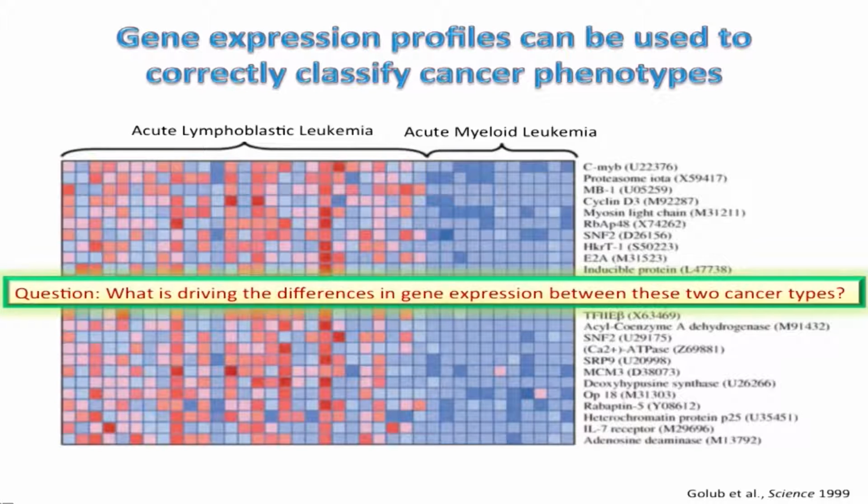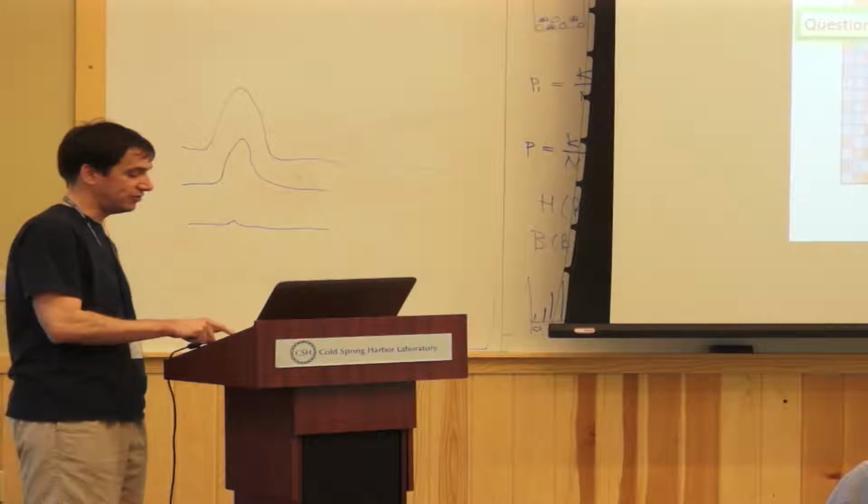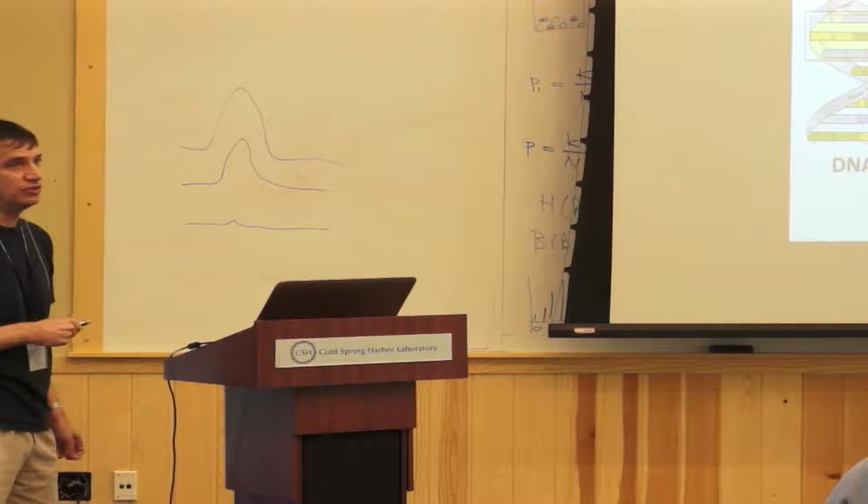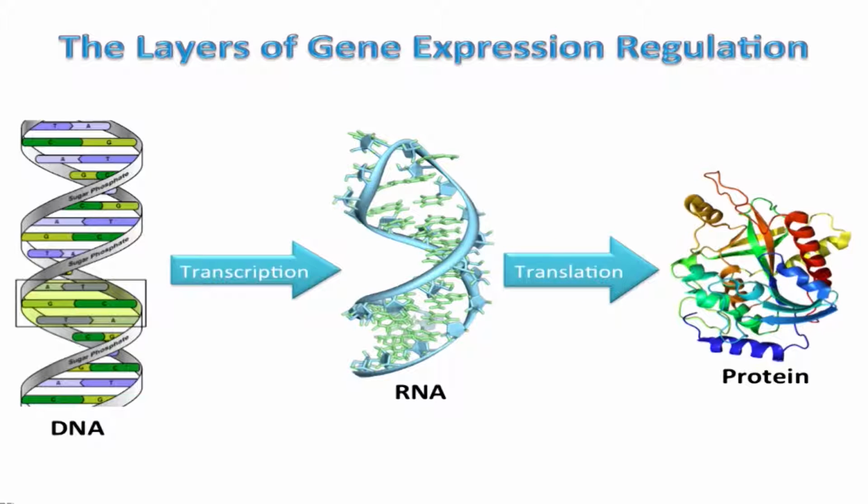Now, a question that we can ask, of course, is what is driving the differences in gene expression between these 2 different cancer types? And to answer that question, we're going to look at the central dogma of gene regulation. And the central dogma, of course, is that DNA makes RNA, makes protein. Of course, the central dogma was proposed before microRNAs and all these non-coding RNAs entered the picture and kind of muddied this up a bit, right?